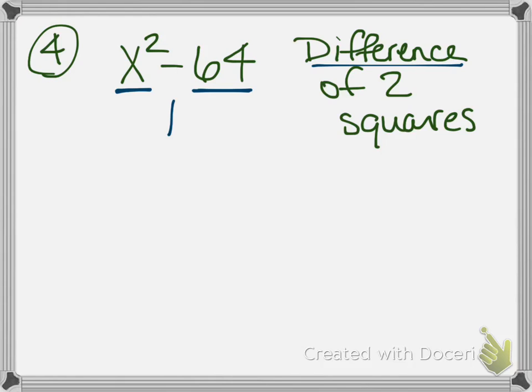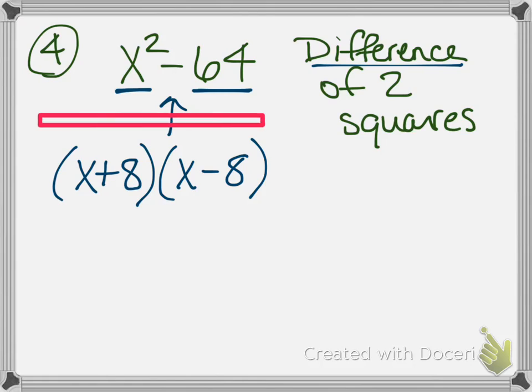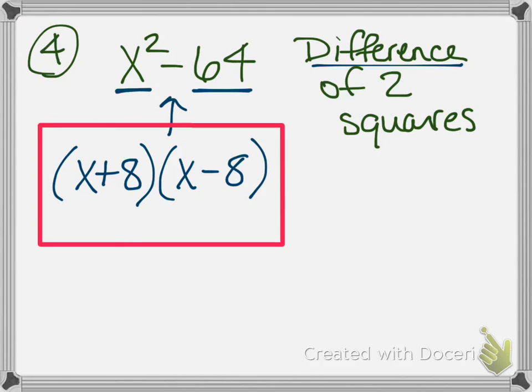Difference means I'm subtracting. So this factors into just x plus 8 and x minus 8. x because x times x is x squared, and 8 because 8 times 8 is 64. One plus, one minus, and we're good to go. So here is the answer for number 4.